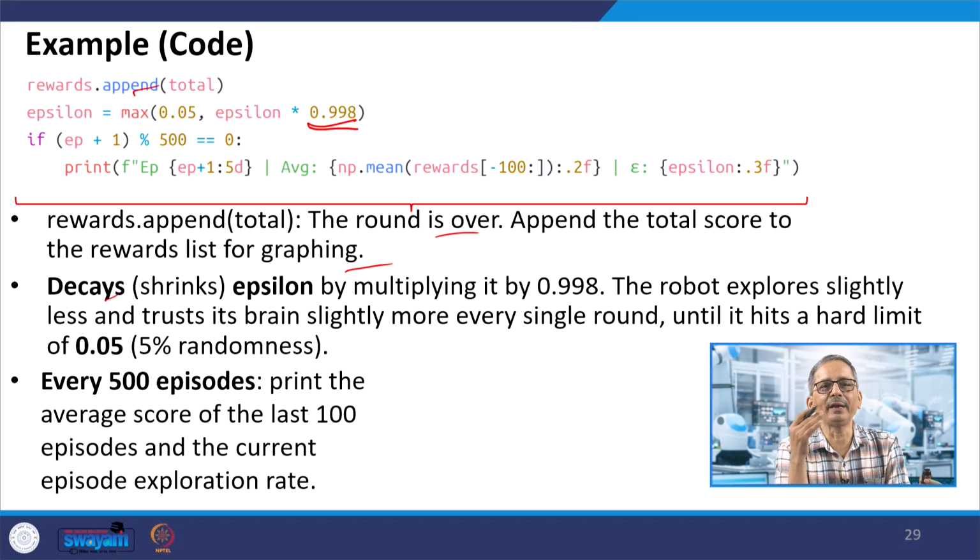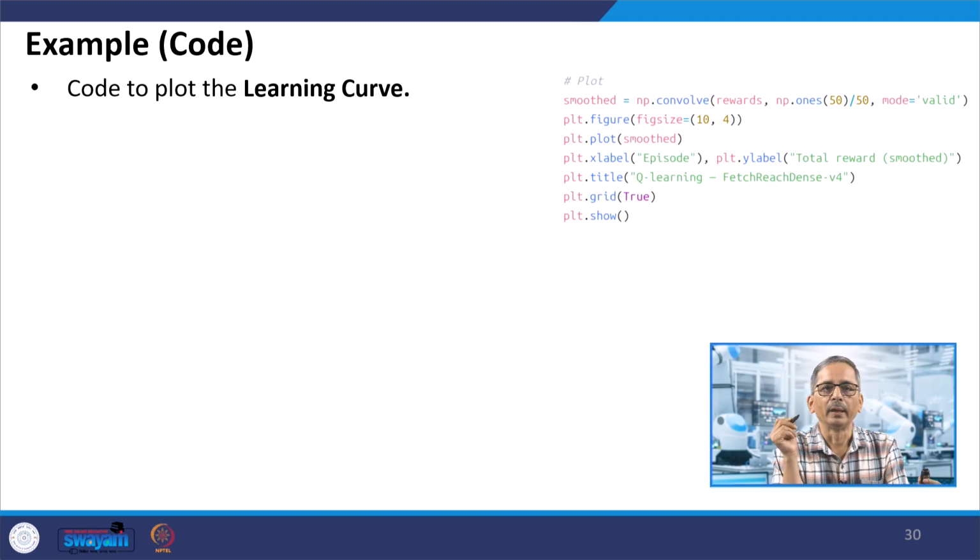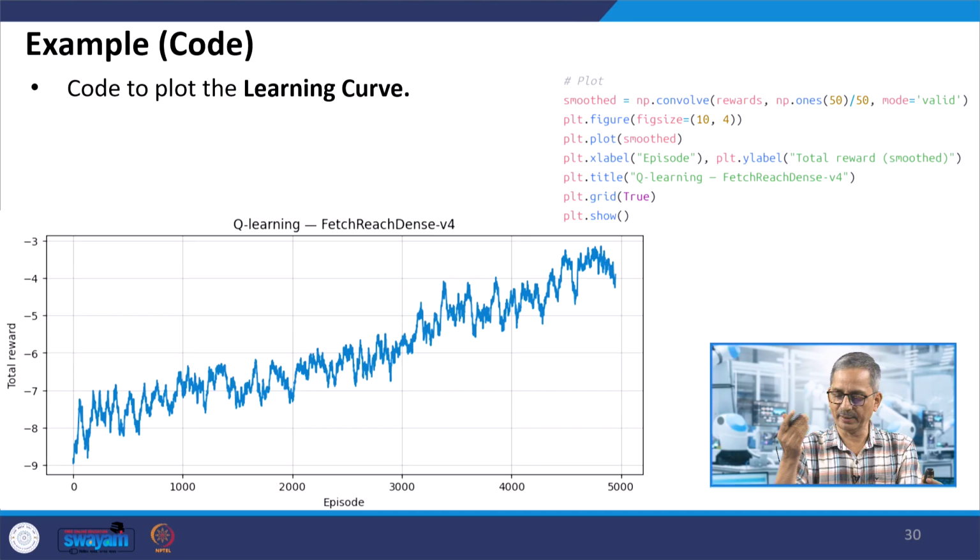Every 500 episodes we print the average score of the last 100 episodes and the current exploration rate. You have the average value here and the epsilon value over here. Next we write code to print the learning curve. These are the code which could be written for the plotting purpose. You see we have the total reward here and the episodes.